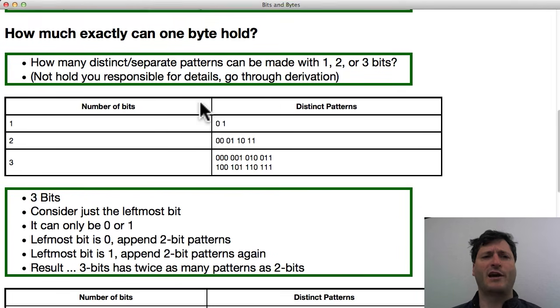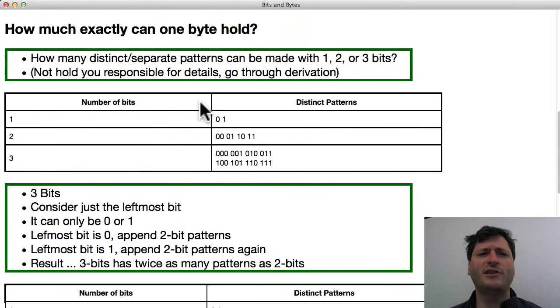So the question I want to look at is exactly how much can 1 byte hold? And I want to work out the math for that. Now, I'm not going to hold everyone responsible for the details of this, but I want to go through the derivation just so you can see it. So the question I'm going to explore is, if I have a number of bits, how many distinct patterns can I make with those bits? And first we'll just consider either 1 bit, 2 bits, or 3 bits. So I've put these in a little table.